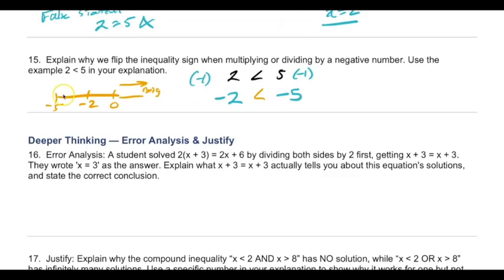So the more you go on a number line, the more you go to the right, the bigger you are. So -2 is not bigger than -5. You don't want to owe $5. I'd rather owe just $2. So you have to flip the inequality.